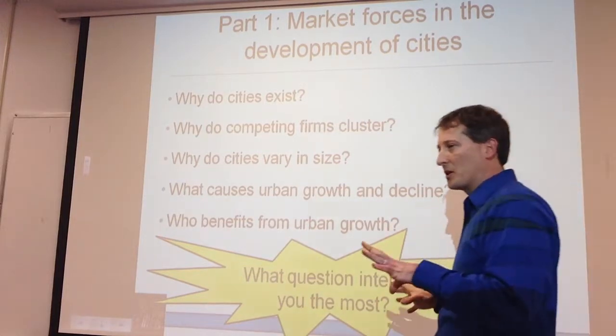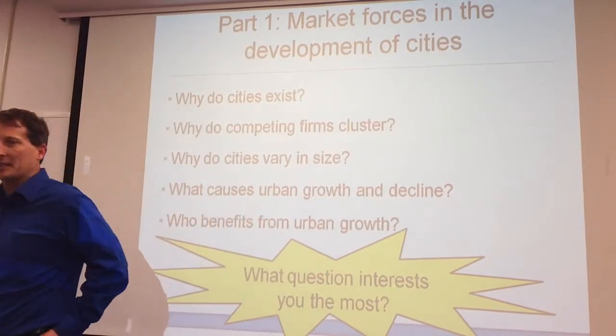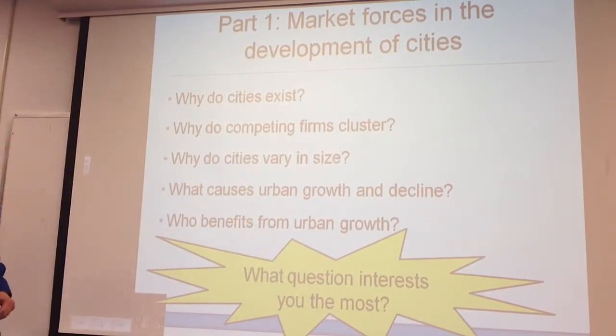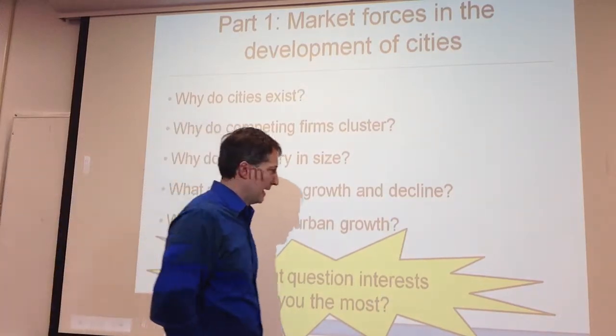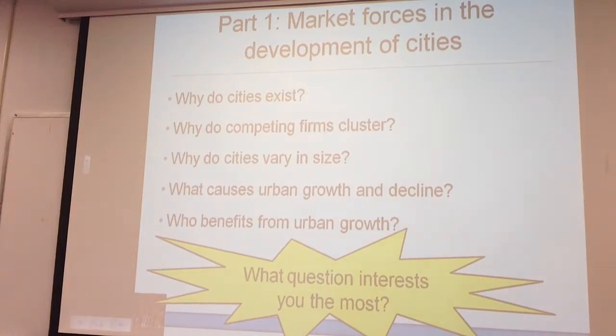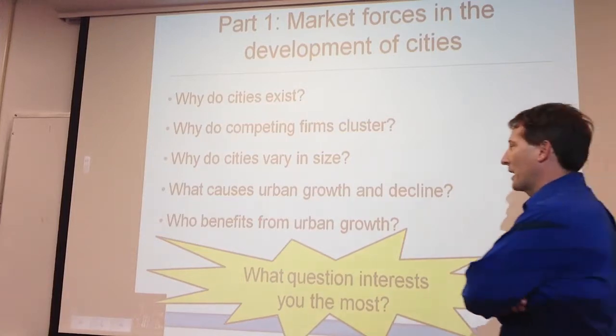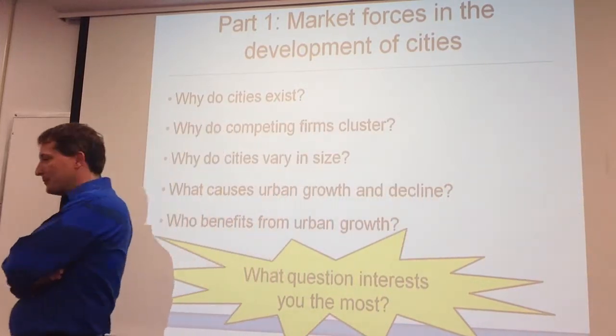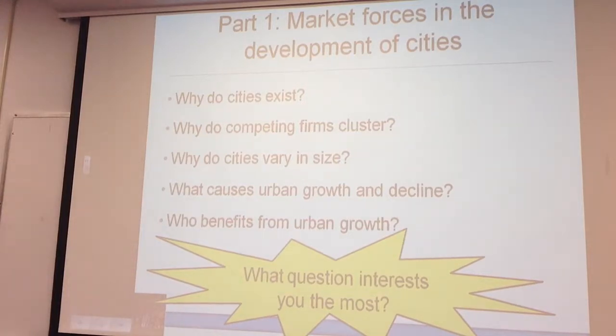So we're going to run through all these parts of the book that we kind of briefly did last time. So here are the questions in part 1. John, number between 2 and 5. 3. 1, 2, 3. Chelsea, what do you think? What question interests you the most out of these? Who benefits from urban growth? Okay, so why?